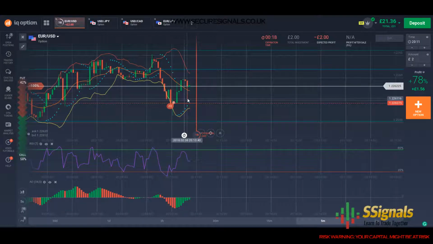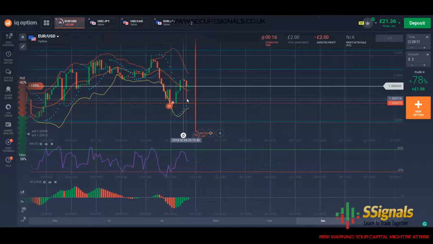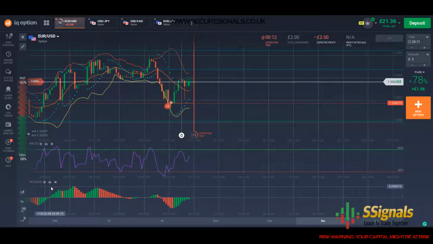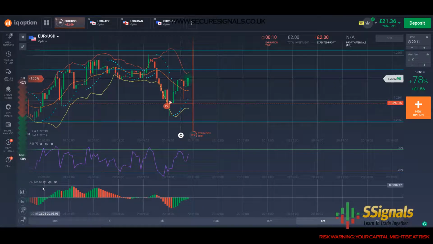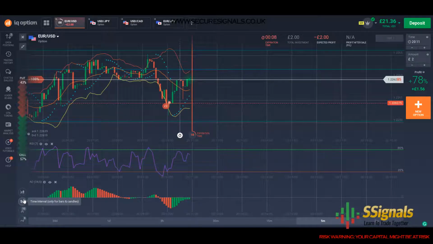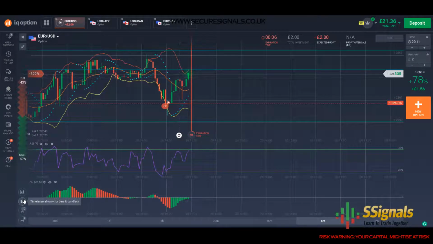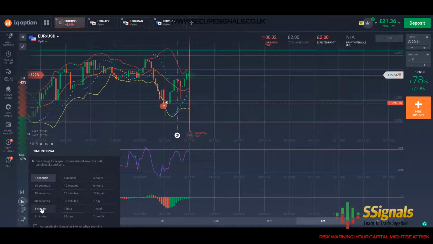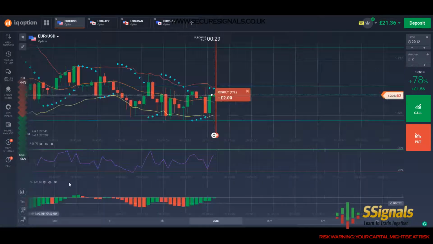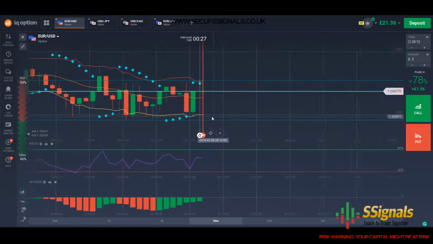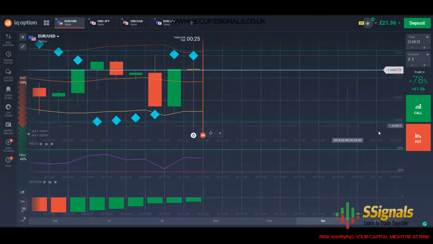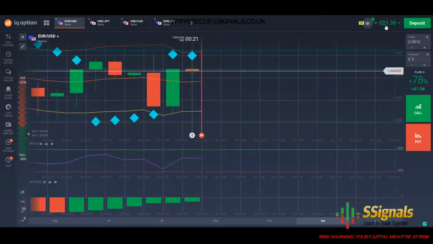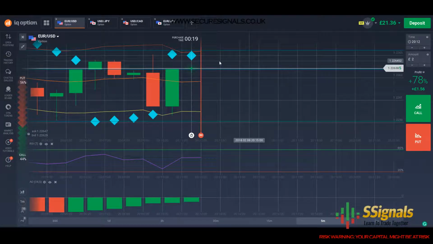Oh, it's basically lost this trade. That didn't close how we wanted, so basically our profits are wiped out. We're about £1.20 short, so we're basically one trade in loss now.